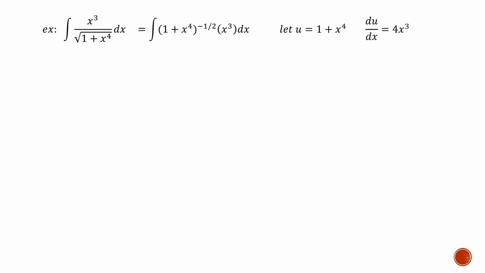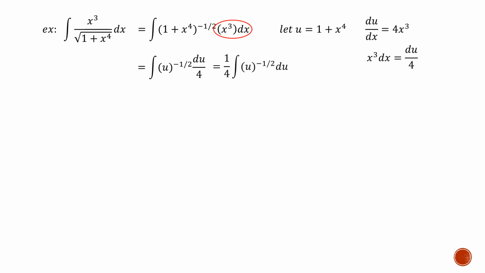Let u equal 1 plus x to the fourth, take the derivative, and we have 4x cubed. Now, remember what I'm looking for. I'm looking for x cubed dx. So therefore, I will cross multiply and divide, and I end up with x cubed dx is equal to du over 4. Now, I'm going to rewrite the integral in terms of u. So u to the negative 1/2 du over 4, and then once again du over 4 is like saying 1/4 times du, so I can simply rewrite the integral with the 1/4 factored out. And once again, just simply use the basic rules that we've done before. Okay, I hope that helps.